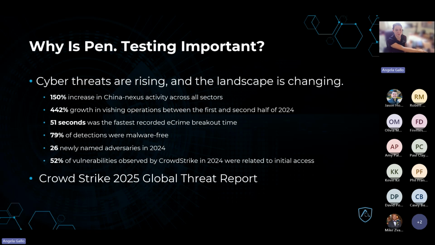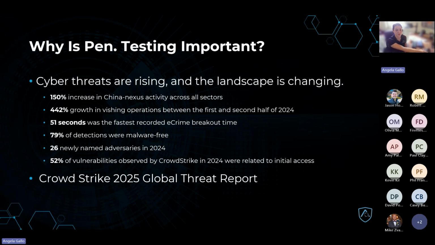442% growth in phishing operations between the first and second half of 2024. This means phishing is specifically targeted phishing attacks for VIPs in organizations, leaders like CEOs, CFOs, CTOs. They're the ones being targeted because they're usually the ones with the higher level of access and also the higher level of important data. The fastest breach recorded last year was 51 seconds. That's how long it took to break into a large organization. 79% of these detections were malware-free. That means that most of these were socially engineered.